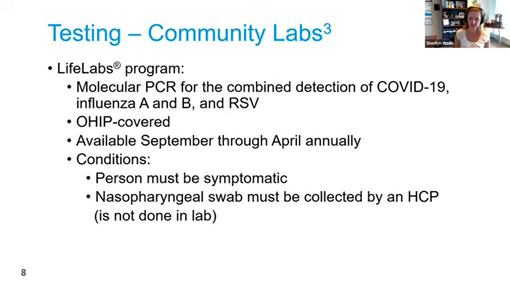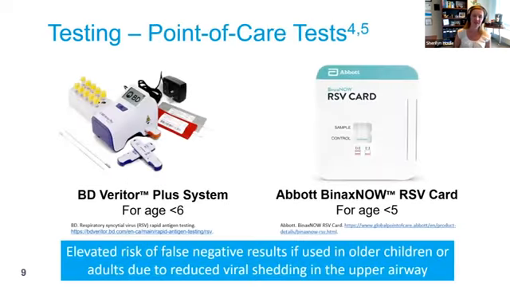So this is going to be outside the scope of most of us to be doing, but something for us to be aware of, that community dwelling individuals can be eligible for testing if they're symptomatic. There's also some point of care tests that are currently on the market, with a couple of them indicated on the slide here. The one to the left is the BD Veritor Plus system, and the one on the right is from Abbott with the Binax Now.